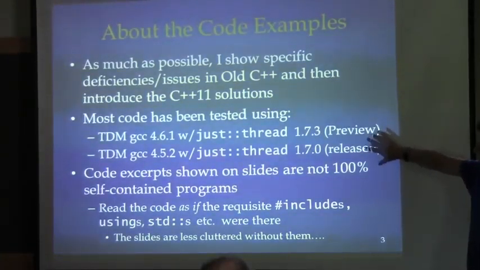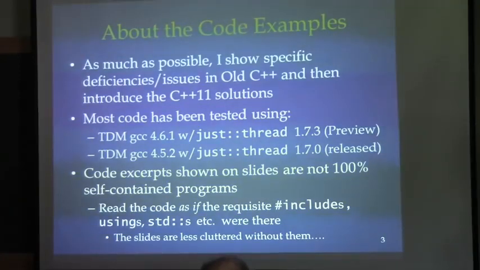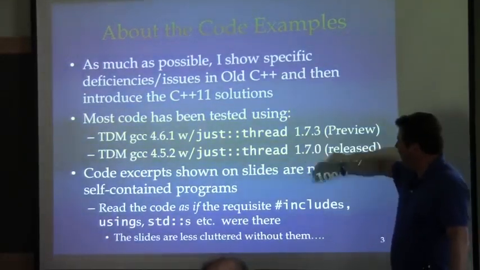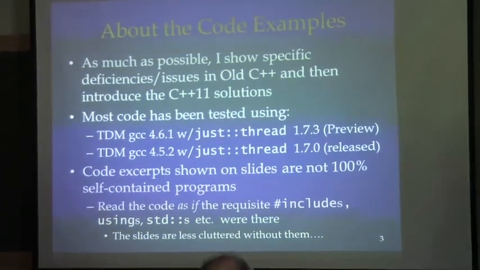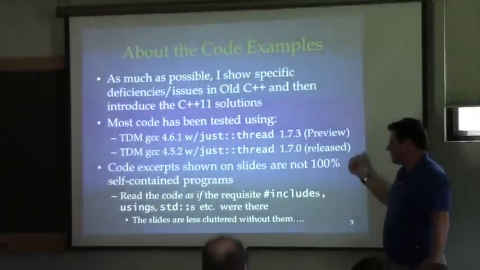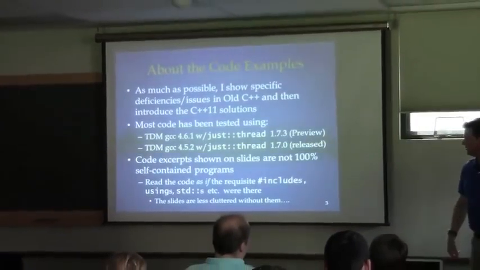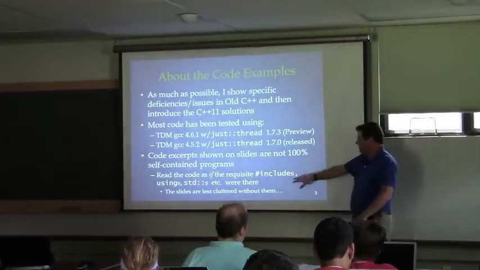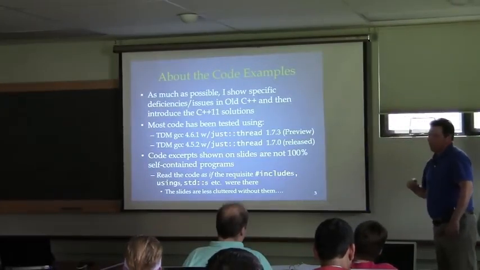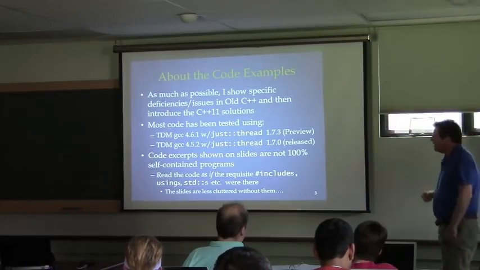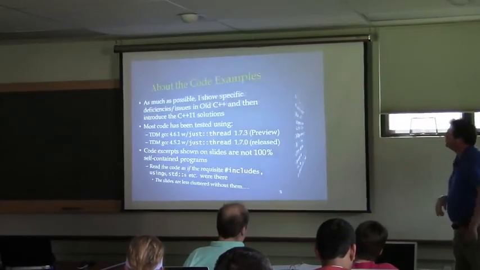Most of these slides were developed about a year ago and tested on these versions of GCC. At the time, concurrency wasn't actually part of the distribution of most compilers, so I used a just thread version, which is Anthony Williams's C++11 compliant concurrency library to test all the concurrency stuff. The code excerpts are not completely self-contained programs simply because a lot of this stuff is missing. So just pretend the appropriate includes and std:: and usings were there, and then the code should work. But I didn't want to clutter the slides too much.